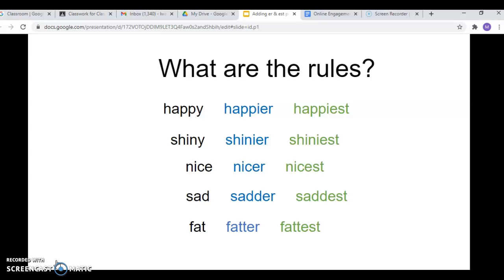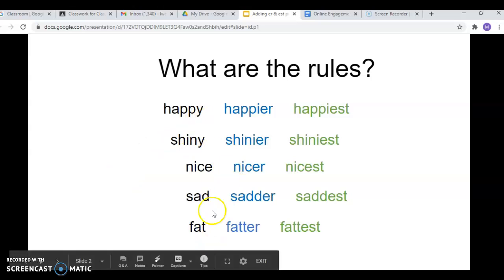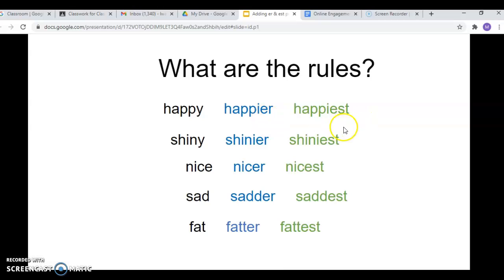So if you look at the first set of words, we've changed something and we've added the -er and the -est suffix. So can you spot the rules for these words? Okay, so let's have a look together. Can you see happy and shiny both end in a Y? So what do we have to do? We have to change the Y into an I and add either -er or -est.